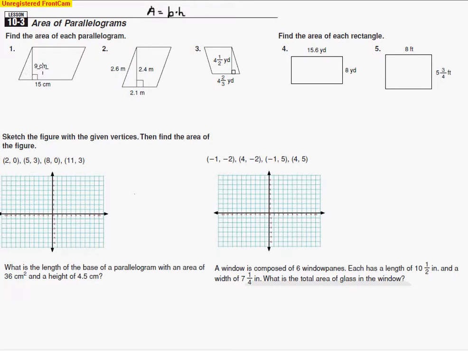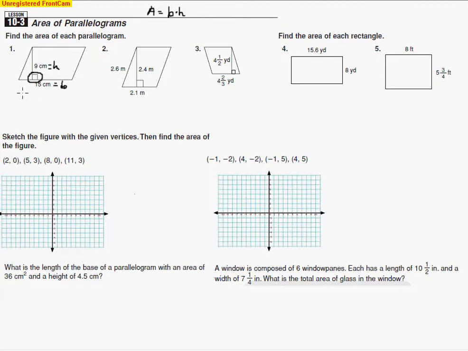In some of the problems, they'll give you more information than you really need. So let's take a look at our first problem here. Here's a parallelogram. Parallelograms have two sets of sides that are parallel. Look for this right angle symbol right here. That tells us that our height is 9 centimeters and our base is 15 centimeters. So the height is the distance between two of the parallel sides.